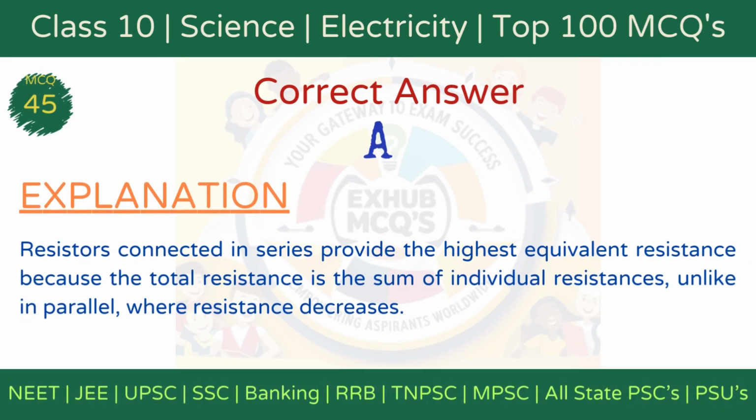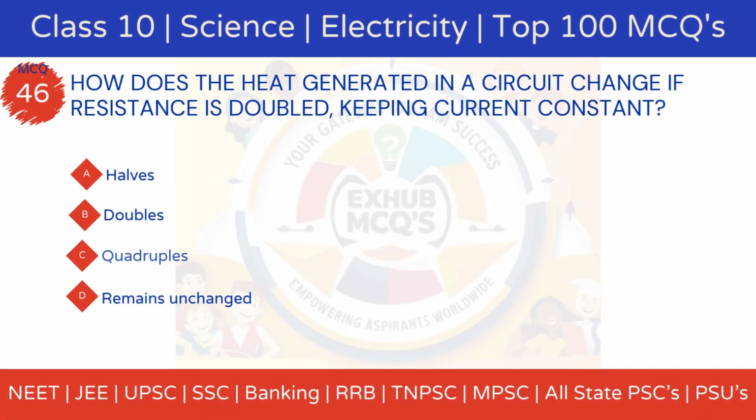The correct answer is option A, all in series. Explanation: resistors connected in series have their resistances added together. This results in the highest equivalent resistance, as the total opposition to current flow is the sum of all individual resistances. MCQ 46. How does the heat generated in a circuit change if resistance is doubled, keeping current constant?